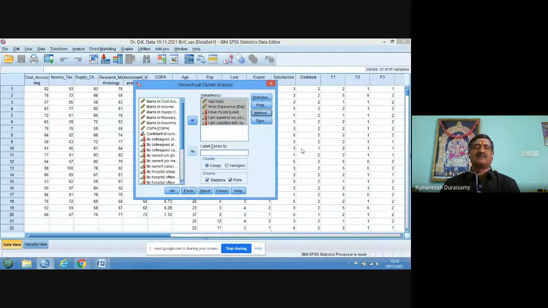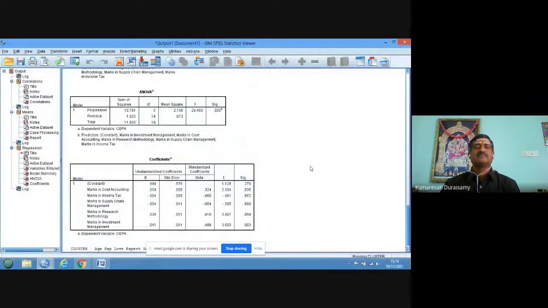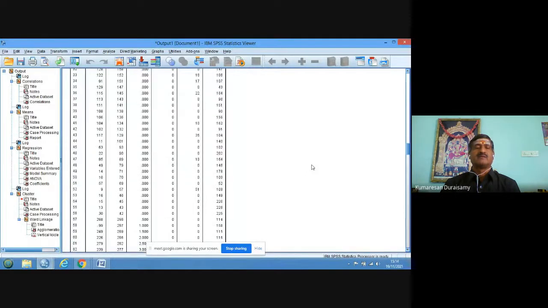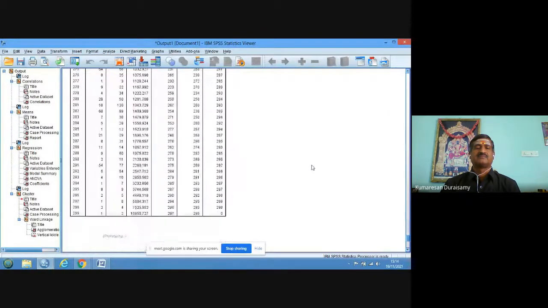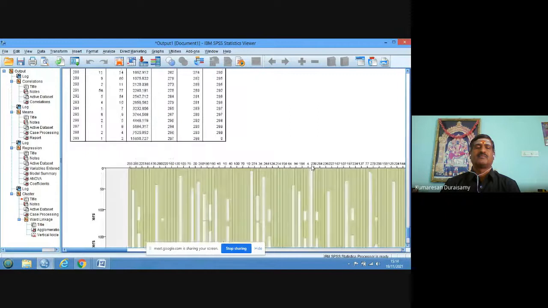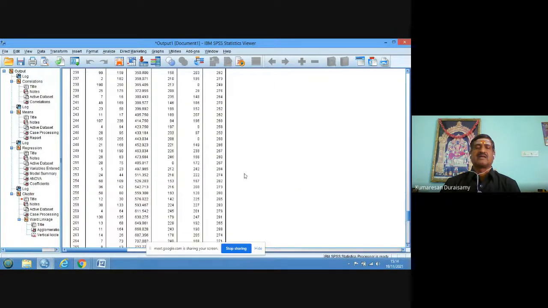See here, the save button is there. Now we need not save this. Just go to OK. Look at this. Even the plots are not necessary.